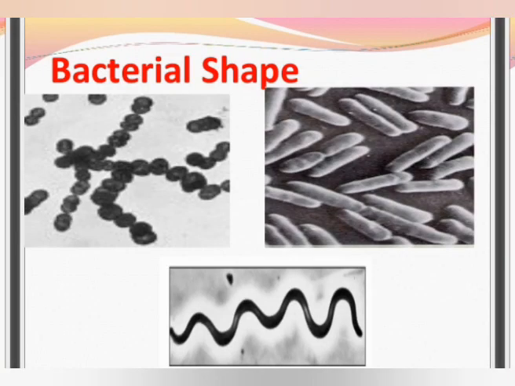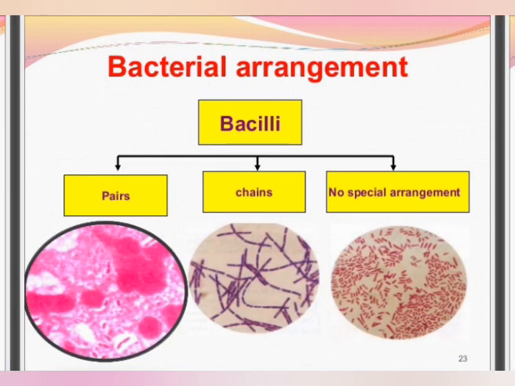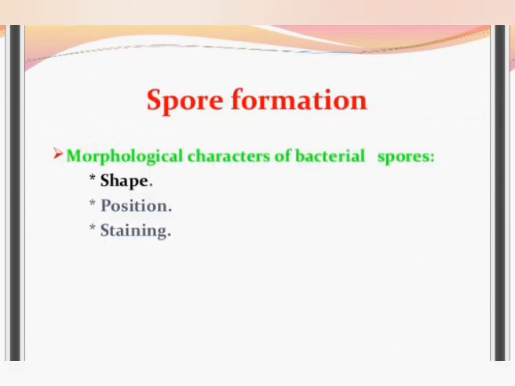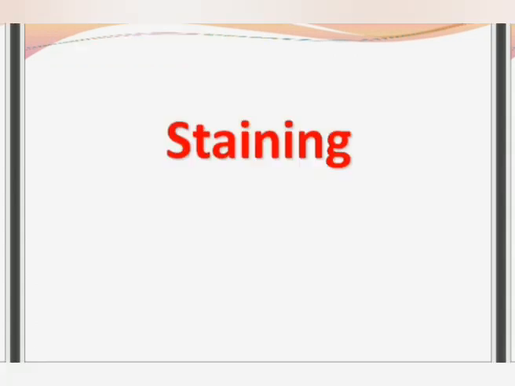The next diagram shows bacterial shape: cocci are spherical or oval in shape, and bacilli are rod in shape. Bacterial arrangement: cocci occur in pairs, chains, and irregular clusters, and bacilli occur in pairs, chains, and with no special arrangement. Next is spore formation. Morphological characters of bacterial spores are shape, position, and staining. The next slides show pictures of bacterial spores, with drumstick-like appearance and bamboo-like appearance.